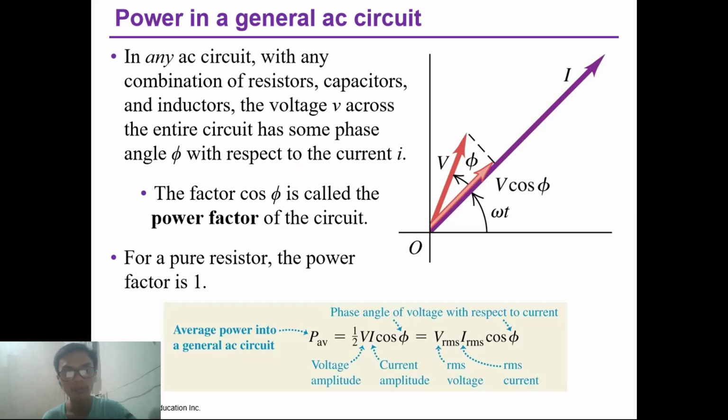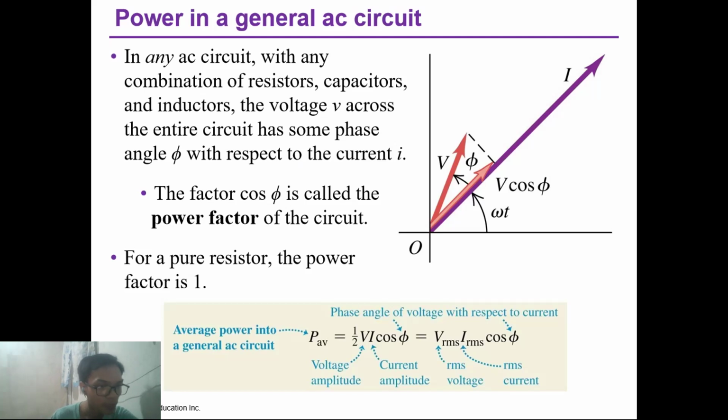So we have the following formula. P sub AV, which is the average power into a general AC circuit, is equal to one half the product of the voltage amplitude and the current amplitude times cosine of the phase angle of voltage with respect to current. And this leads to V RMS, the RMS voltage, times the RMS current, times cosine of the phase angle.